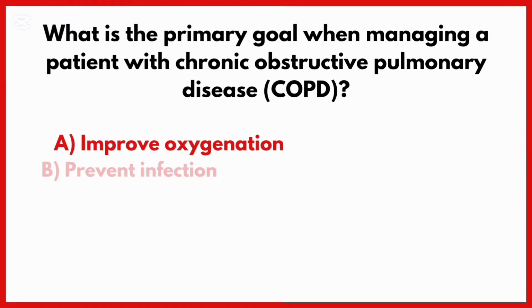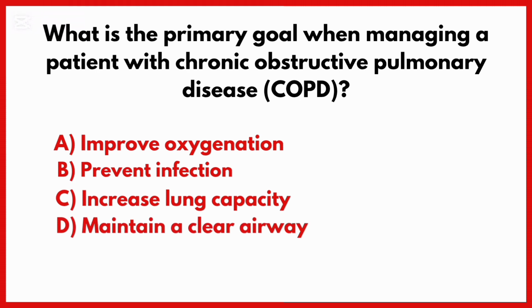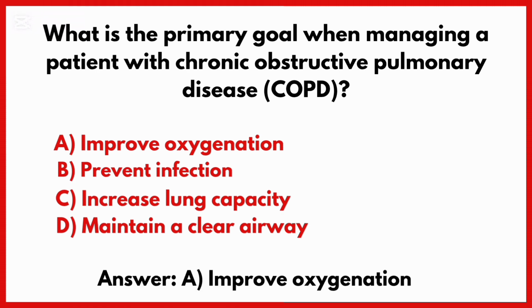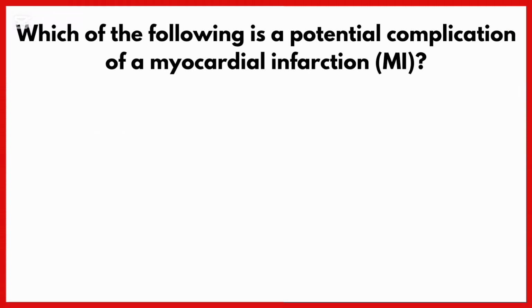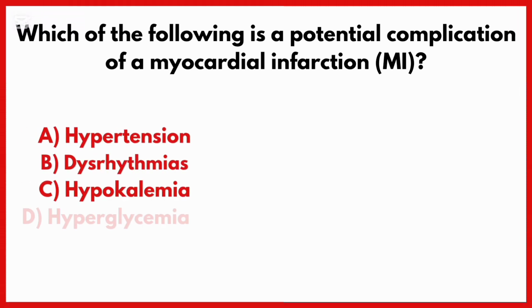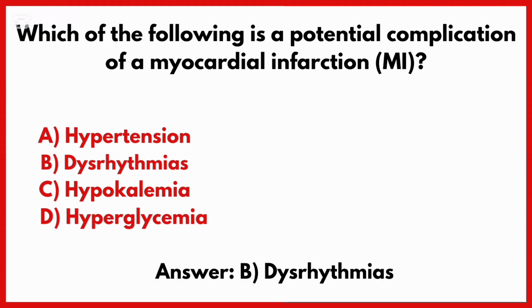What is the primary goal when managing a patient with chronic obstructive pulmonary disease? Correct answer is option A. Improve oxygenation. Which of the following is a potential complication of a myocardial infarction? Correct answer is option B. Dysrhythmia.